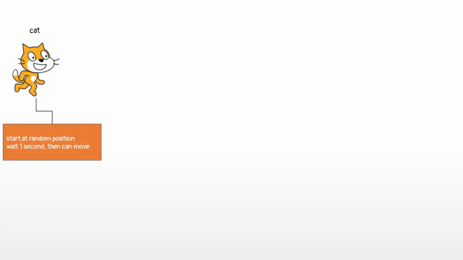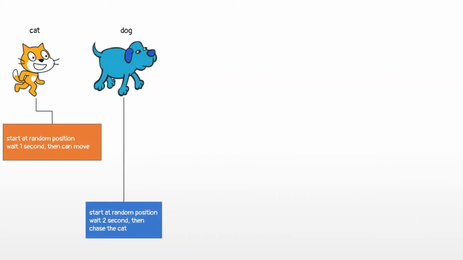When the green flag is clicked, it means the game is starting. We're going to make each sprite do something different. The cat will come out in random place. Then the cat has to wait 1 second before you can play it.